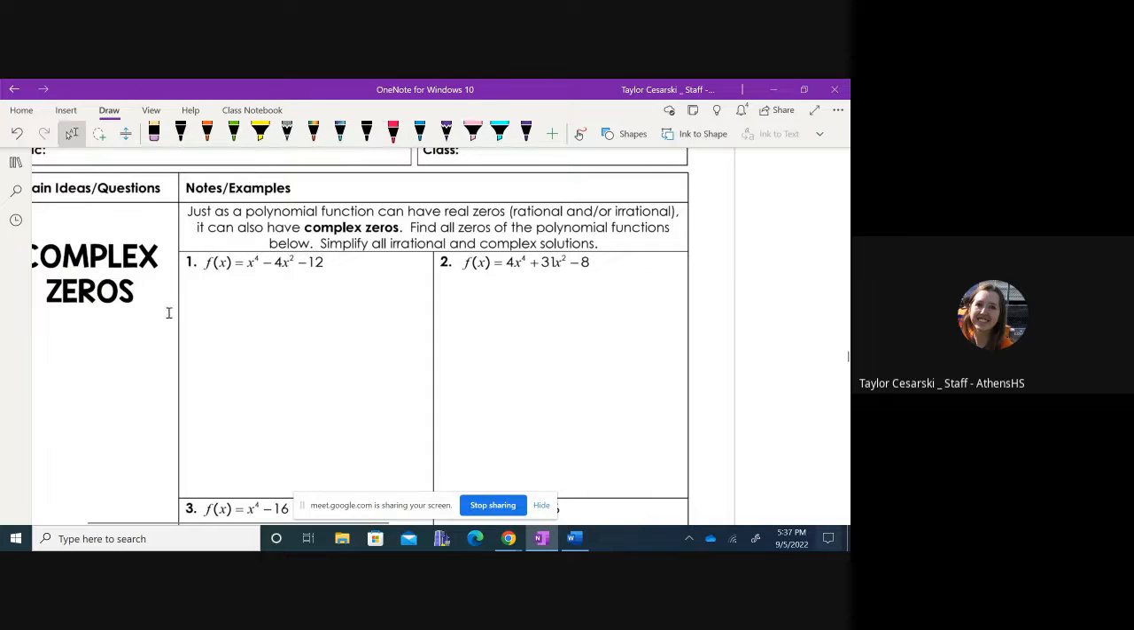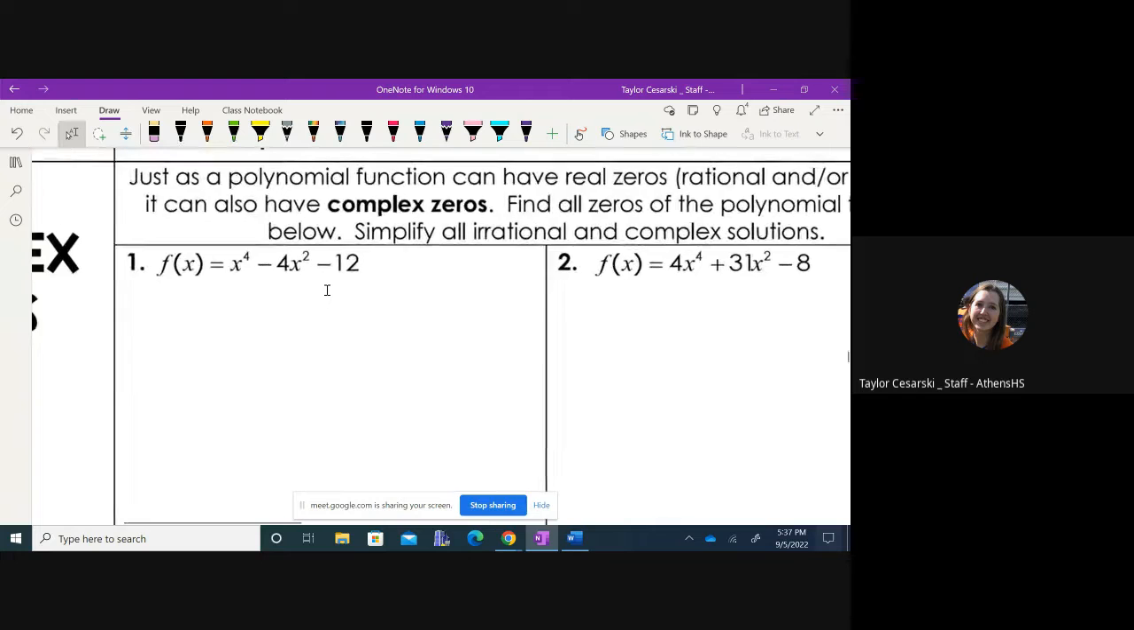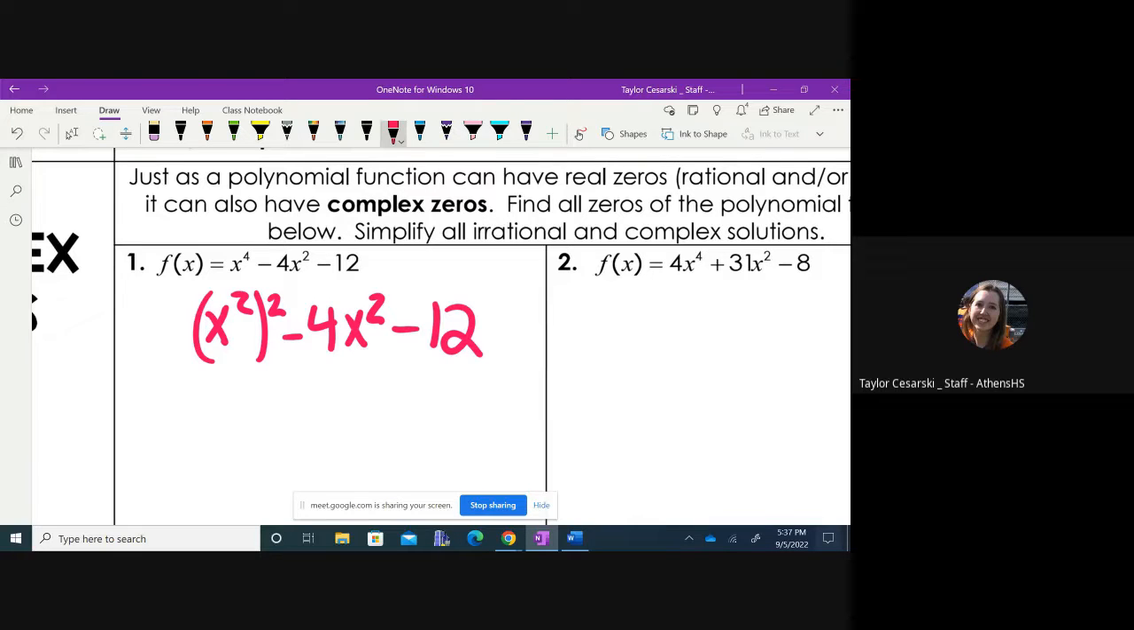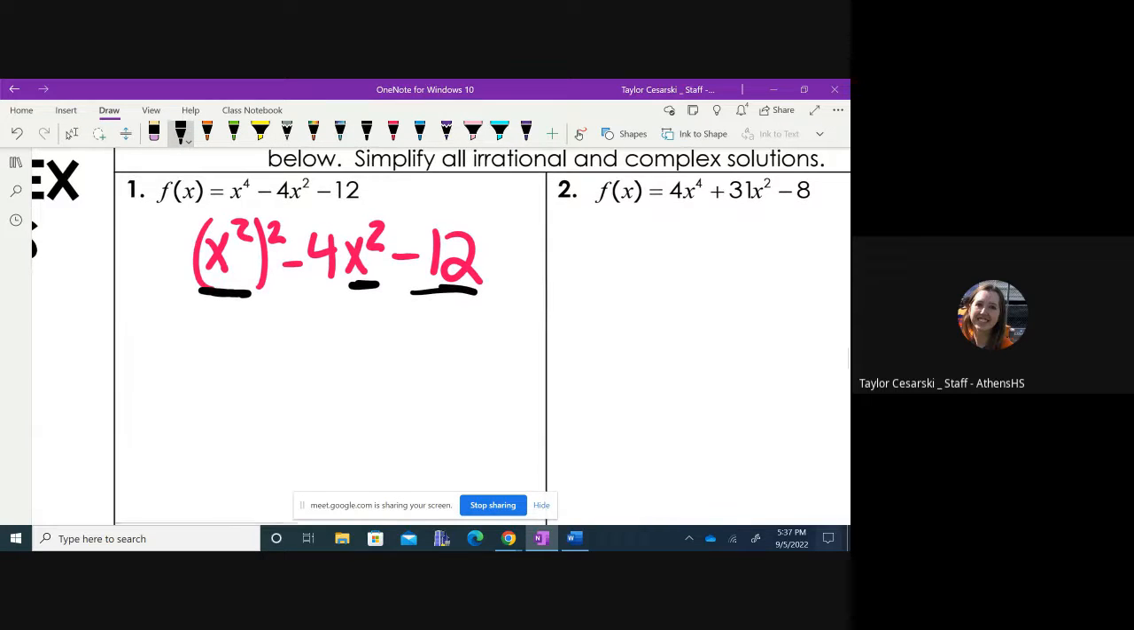All right, so first of all, I notice this one is a quartic, not a quadratic. So I'm going to rewrite this as x squared squared, because when I raise to a power, I multiply my exponents, minus 4x squared minus 12. And you won't have to do this every time once you get in the habit, but I want to make sure we're good on this. So I'm thinking about something squared, then I'm subtracting it, and then I have a constant at the end. So I'm going to say u equals x squared.